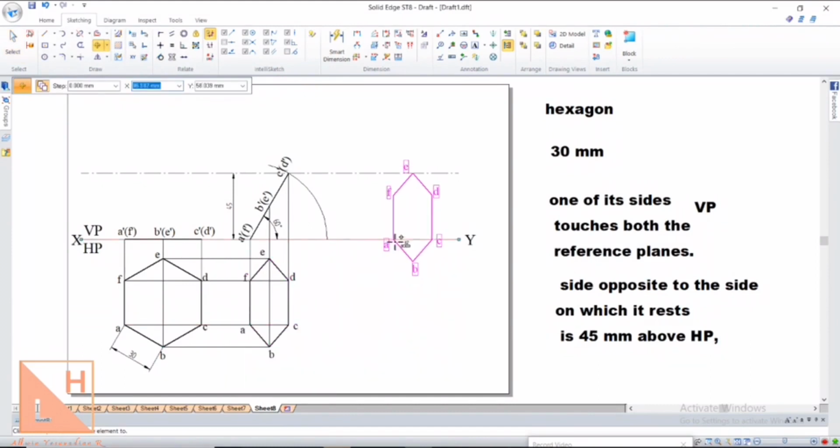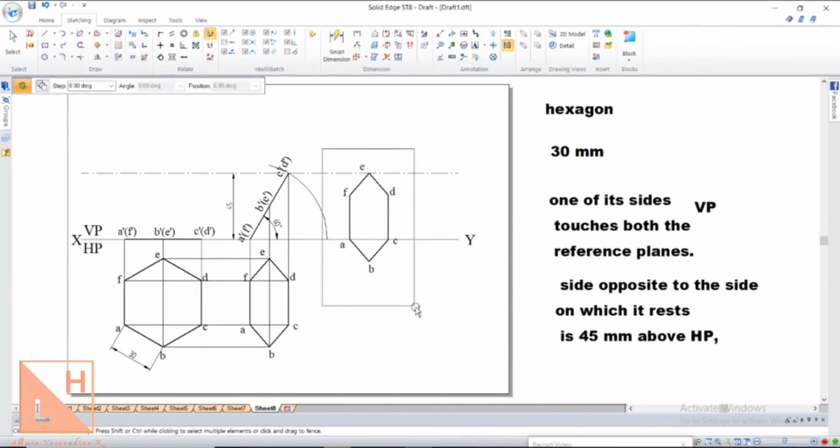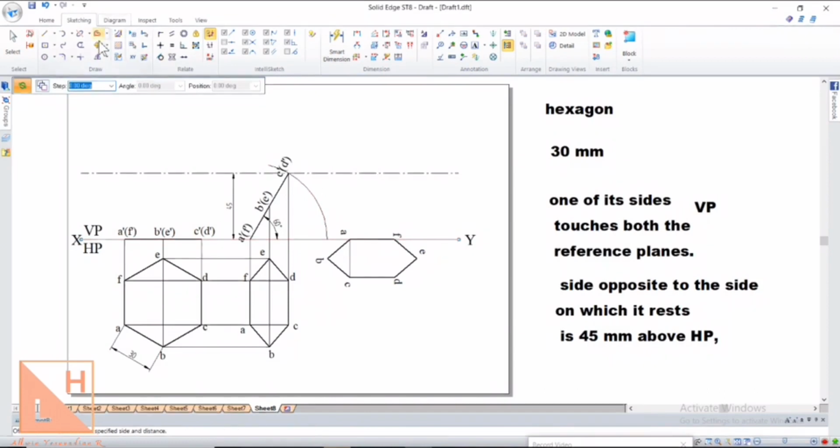You can use the move command, first copy and paste this. So A is here on the XY line. Use the command rotate. Select point A first, F second, and rotate it so that the points A and F rest on the XY line. No name of the horizontal plane should go above the XY line, so you can just cut and paste this A and F to below the line. So now we have rested this edge AF on the XY line itself.